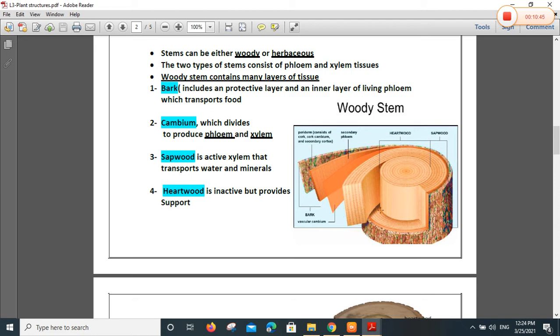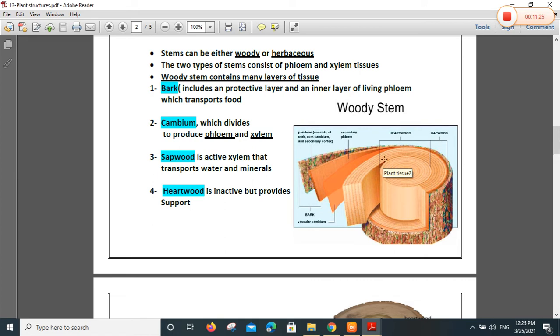We have a thick layer called the sapwood. Sapwood is active xylem. Through xylem, water and minerals are transferred from the soil. So sapwood is active xylem that transports water and minerals. All this thick area, with the orange one, is xylem. This is the wood of the tree or of the log.